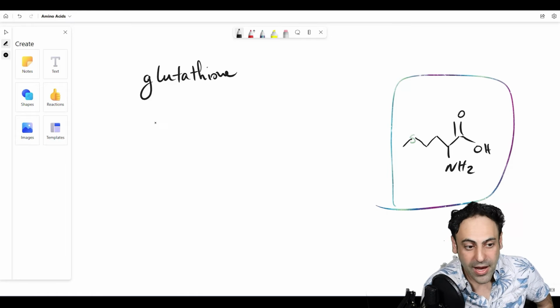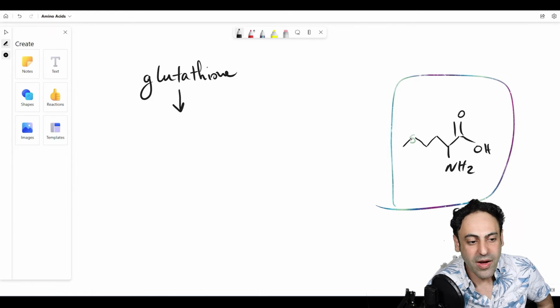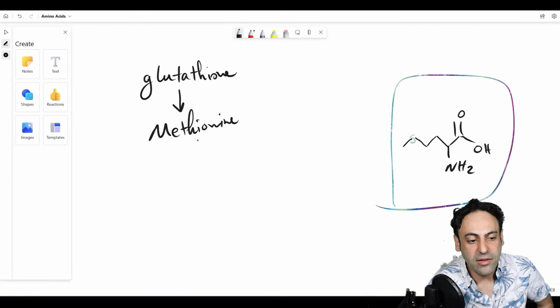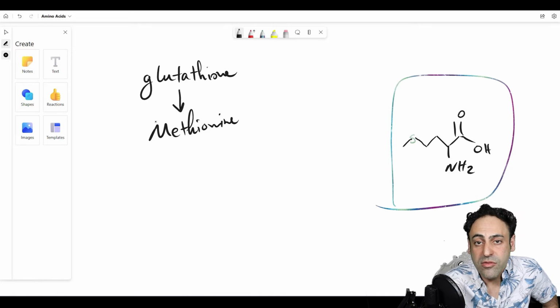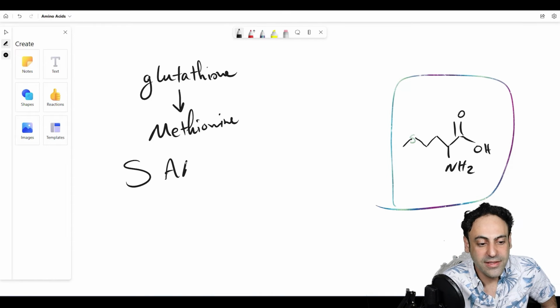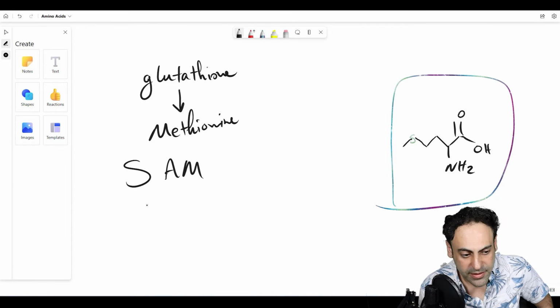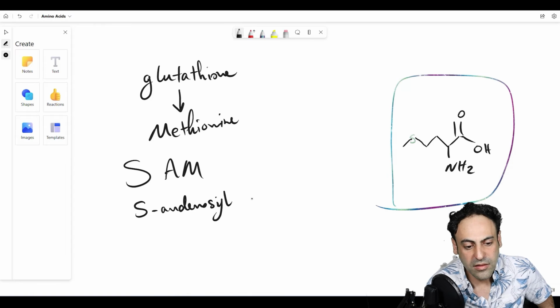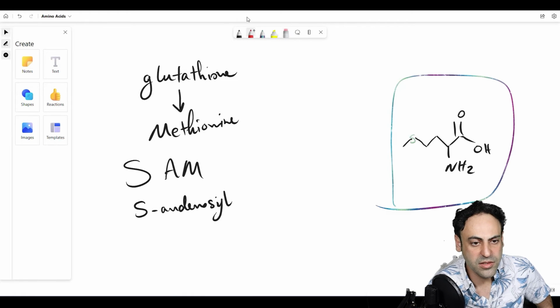Glutathione comes from the amino acid methionine. But how is this going to get converted to this? Through SAM. SAM is a pathway. SAM means S-adenosyl methionine. I'm just going to put "meth" over here, instead of methionine, so we don't need to write that much.